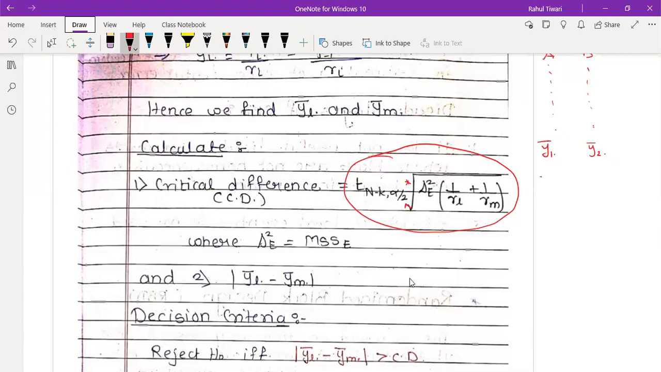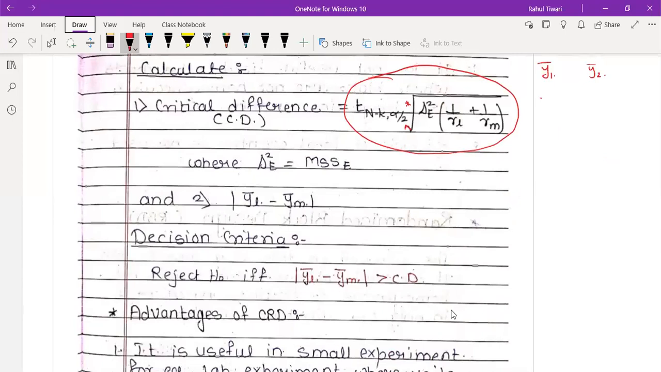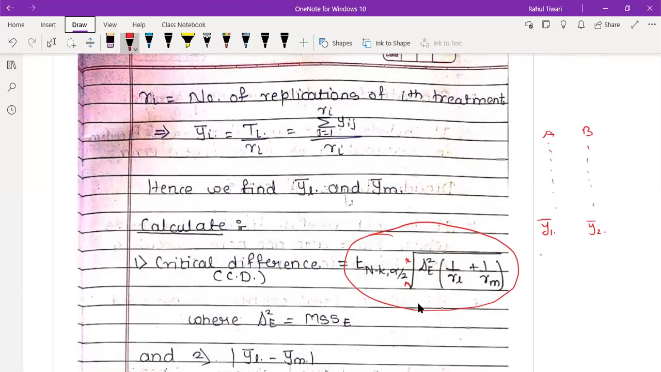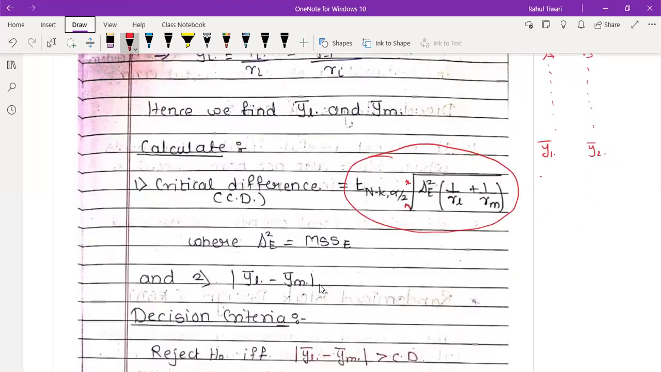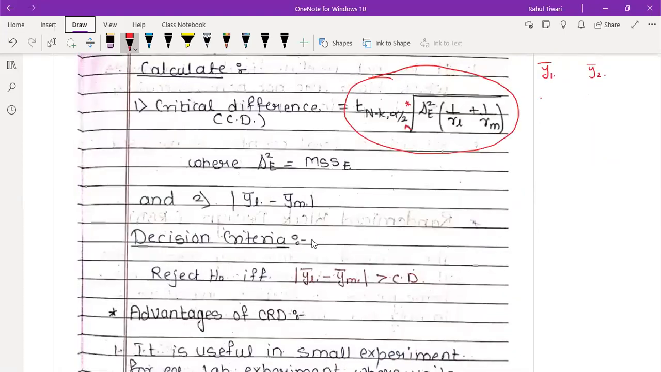And you can look at the difference. You have this Y bar L dot and Y bar M dot. Take the mod of the difference and check whether this criterion is satisfied or not. The decision criterion is: reject H naught if the mod of Y bar L dot minus Y bar M dot is greater than the critical difference. So you can reject the null hypothesis when this criterion is satisfied.